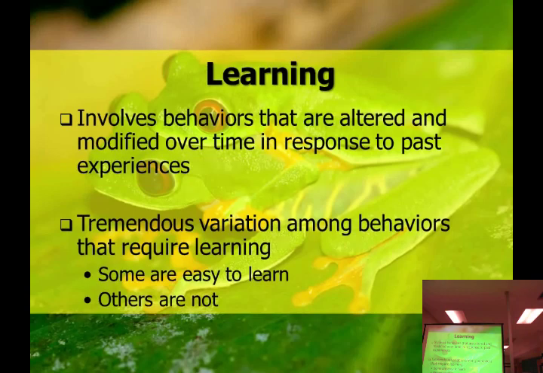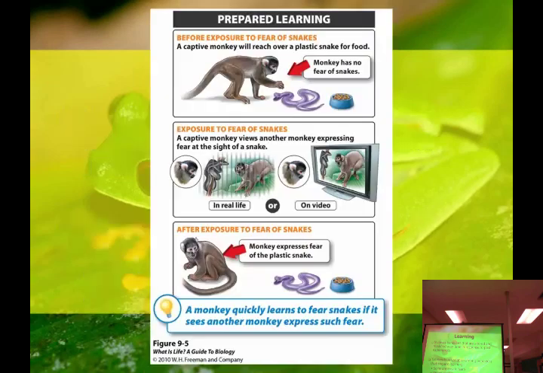And there is tremendous variation among behaviors that require learning. Some things are very easy to learn, like for some of you, sports may come very easily. For others, writing may come very easily. For some people, math comes very easily. There's a tremendous amount of variation among behaviors that require learning. So here we have what's called prepared learning.